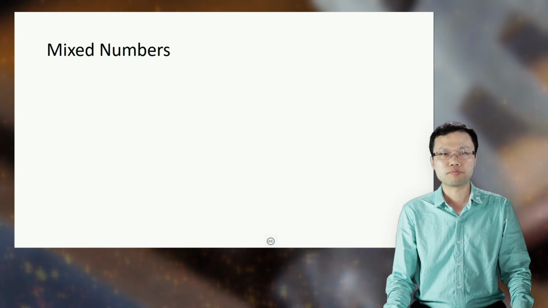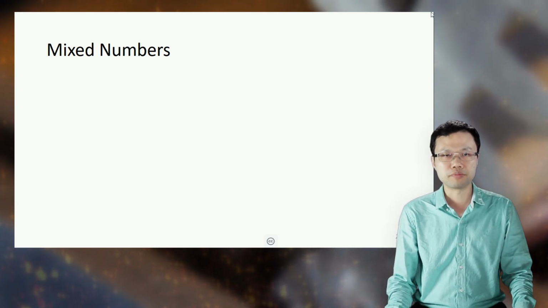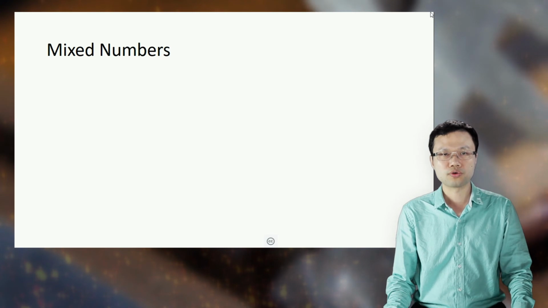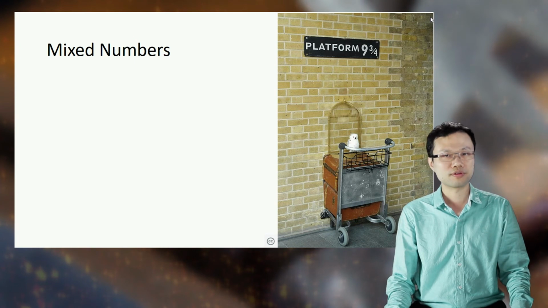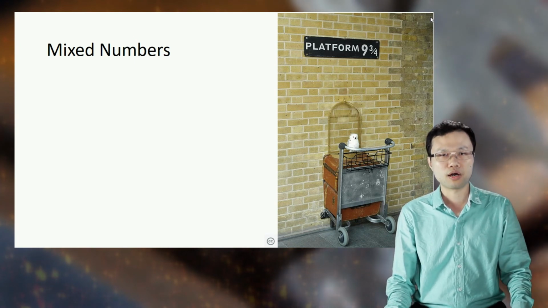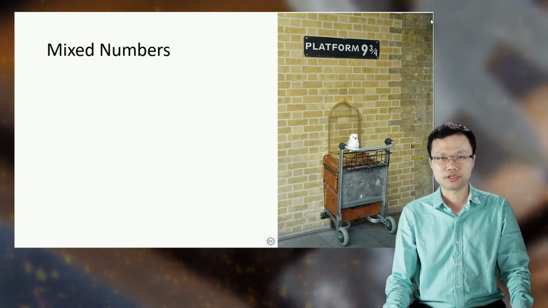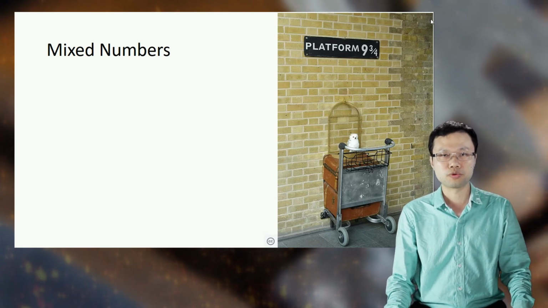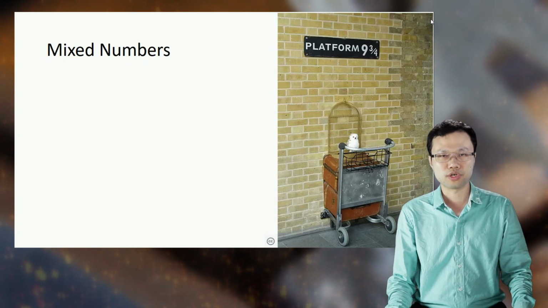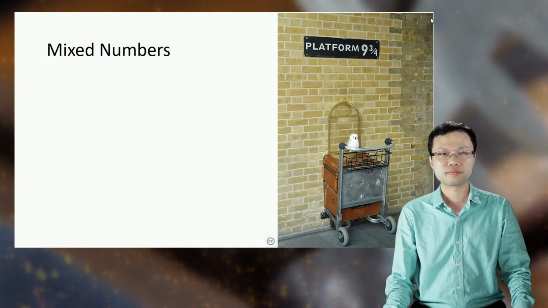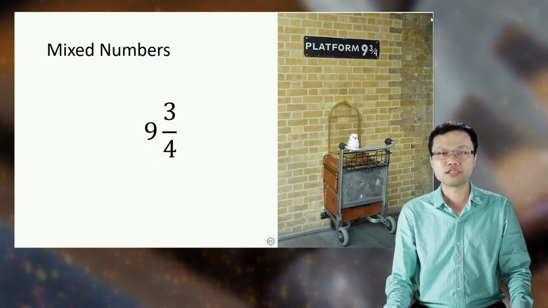Okay, then we are coming to the last part of this session, the mixed numbers. Before mentioning any detail of the mixed numbers, I would like you to recall, have you ever seen Harry Potter, either the movie or the novel? Can you remember how do Harry and his friends enter the magical world to board the Hogwarts Express? This is from this platform in King's Cross train station, London. Question: how do you read this platform number?